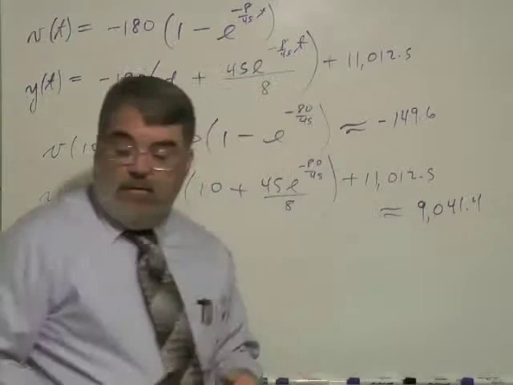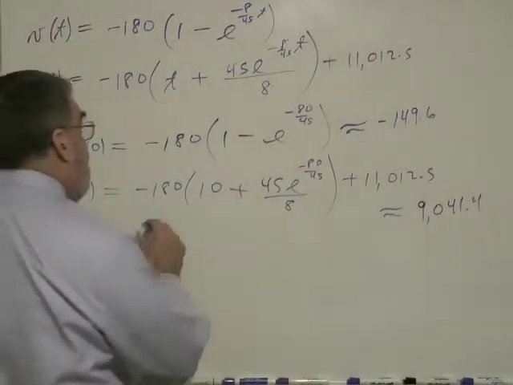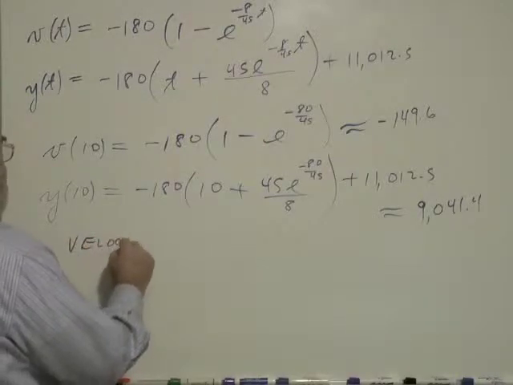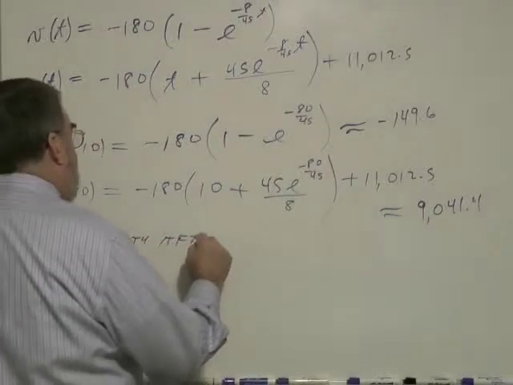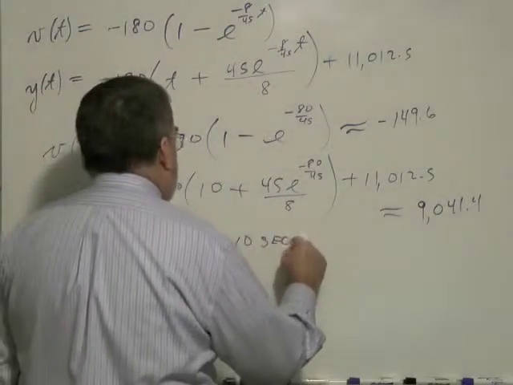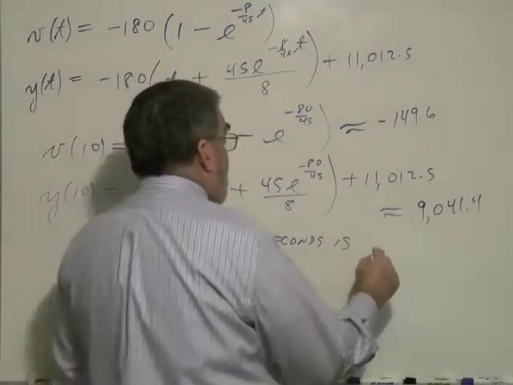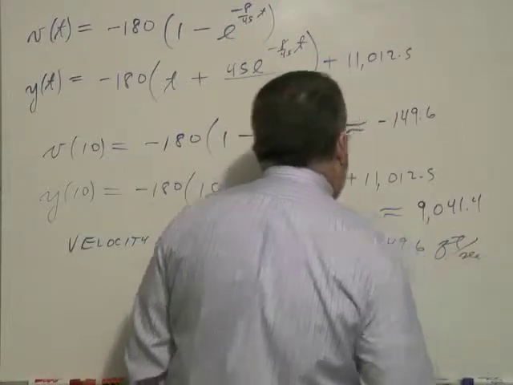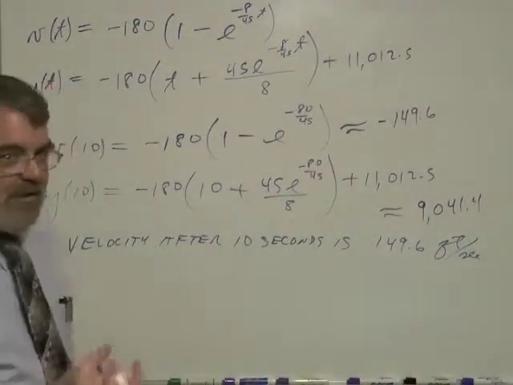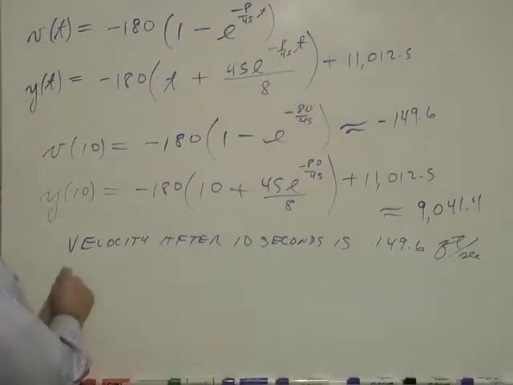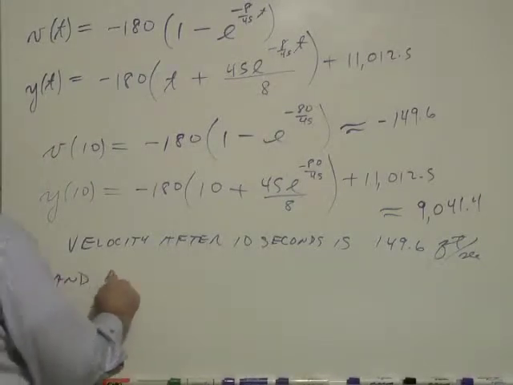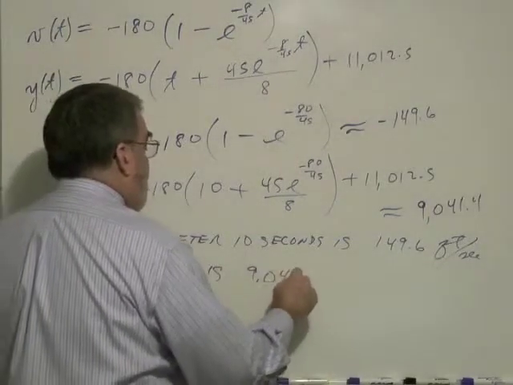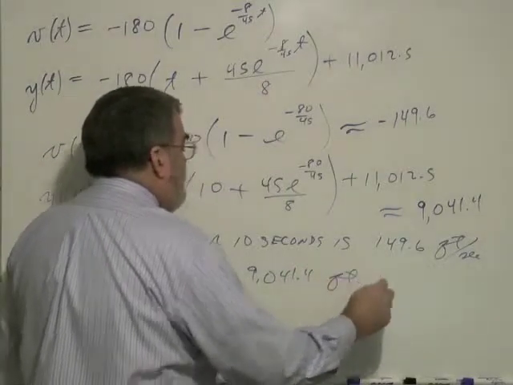9,041.4. So let's write out those results here. The velocity after 10 seconds is about 149.6 feet per second. I didn't put the negative in there because we understand it's going down. And altitude is about 9,041.4 feet. So there we go.